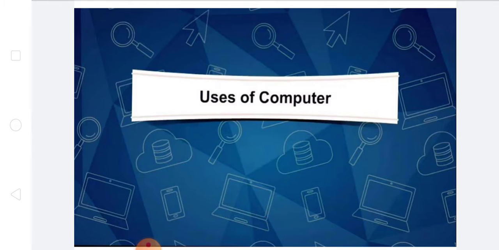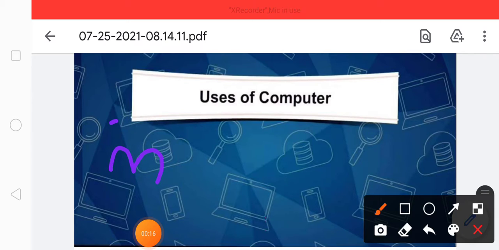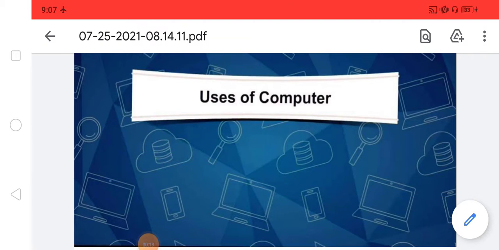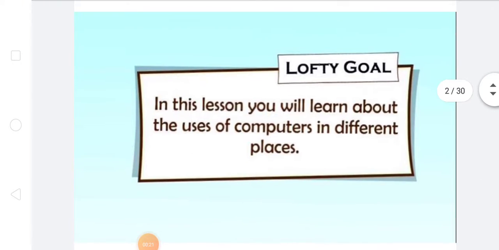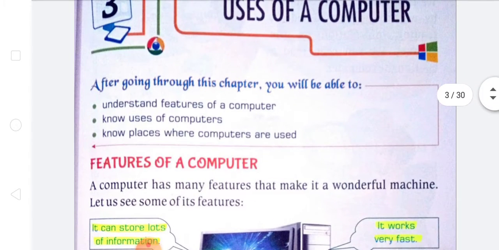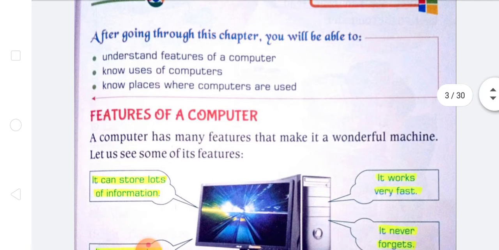I am Miss Sipra and today I am going to discuss a chapter of Standard 1 Decoding Computer Science book. So this is chapter number 3, the uses of computer. In that chapter we are going to learn about the uses of computer in different places. First of all we see the features of a computer, then we know the uses of computer and the different places where computers are actually used.